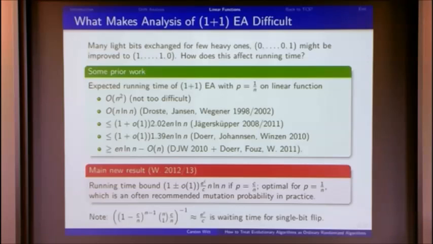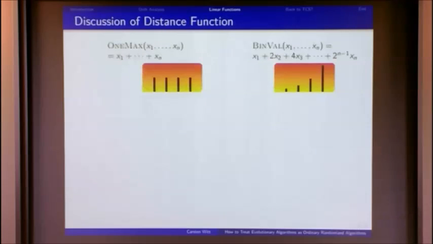So what we have to do to come up with this bound is to talk about distance functions. Within the class of linear functions, we have many cases, and here there are two cases that are, so to speak, extreme. The OneMax case is that the function value is just the sum of the bits. All weights are 1. All weights are the same. We could also have a function called binary value. This is also a linear function where we have exponentially increasing weights. And here we have this phenomenon that the most significant bit outweighs all less significant bits together.